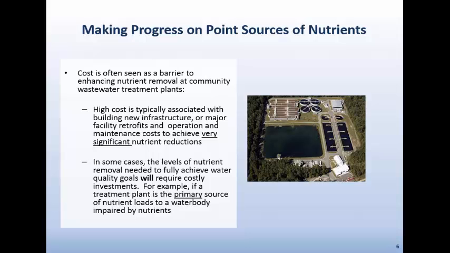And in some cases, getting down to the small level of nutrient concentrations that's required to meet water quality standards in a particular water body requires very costly investments. For example, if the treatment plant is the primary source of nutrient loads to a water body impaired by nutrients, you're going to have to get down to really low levels, and that can be either very costly to have equipment, or sometimes the equipment just won't get down that far.